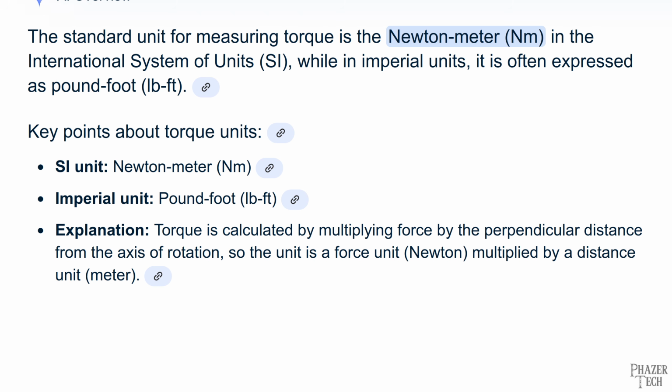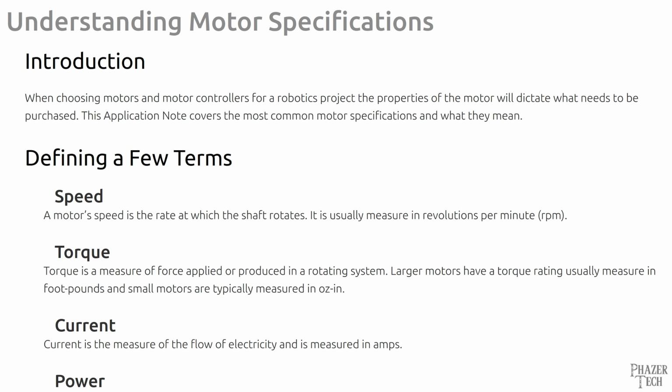These units all mean the same thing in the end, and can be converted into each other using mathematical formulas. Similar to how Celsius and Fahrenheit both indicate temperature, it's just a matter of converting one unit to another. Now, another obvious specification to consider is the speed, or RPM. This tells you how fast the motor is able to rotate.